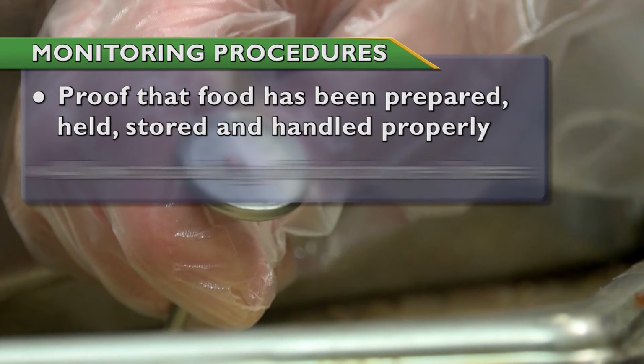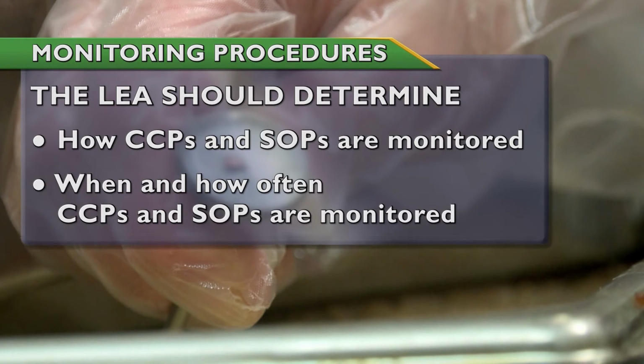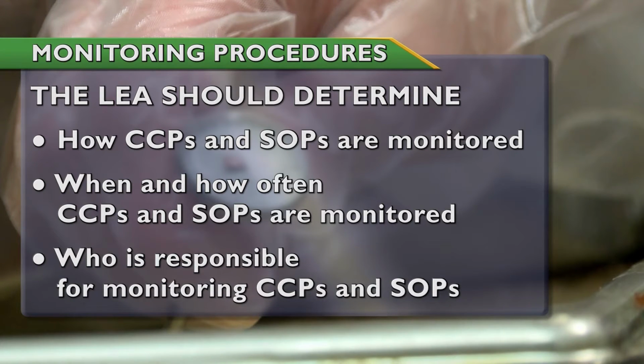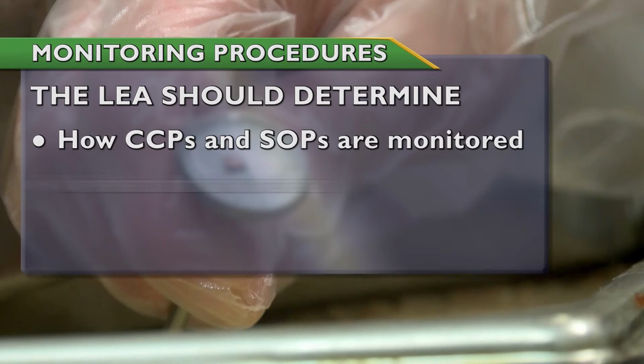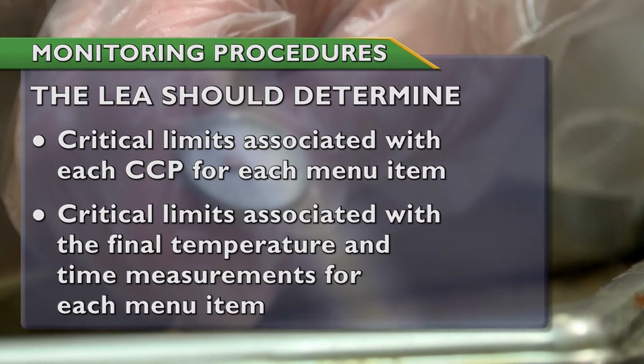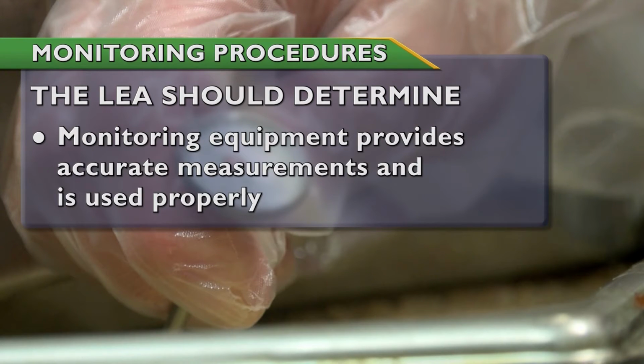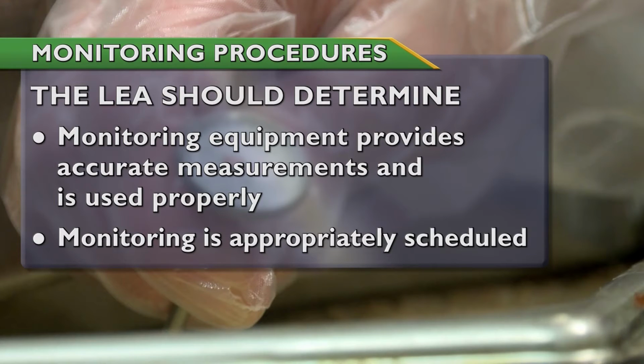When establishing monitoring procedures, the LEA should determine how critical control points and standard operating procedures are monitored, when and how often CCPs and SOPs are monitored, and who is responsible for monitoring CCPs and SOPs. The critical limits associated with each CCP for each menu item. The critical limits associated with the final temperature and time measurements for each menu item. That monitoring equipment provides accurate measurements and is used properly. That scheduling of monitoring is appropriate to ensure hazards are being controlled.